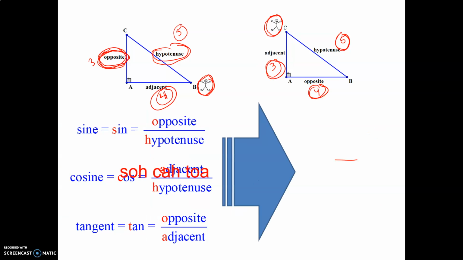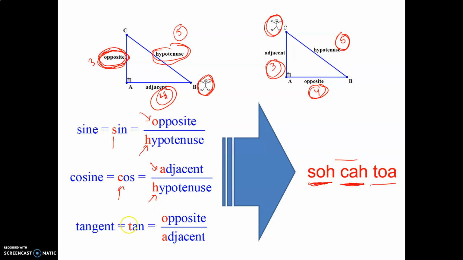Okay, there's a way that people remember the sine, cosine, and tangent. SOHCAHTOA. See how I did these in red? Here's the sine, opposite over hypotenuse. That's where the SOH comes from. Here is the cosine. It is adjacent over hypotenuse. So that's where the CAH comes from. And here's the tangent, opposite over adjacent. So that's where TOA comes from.